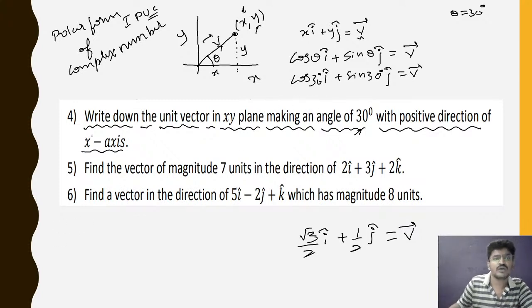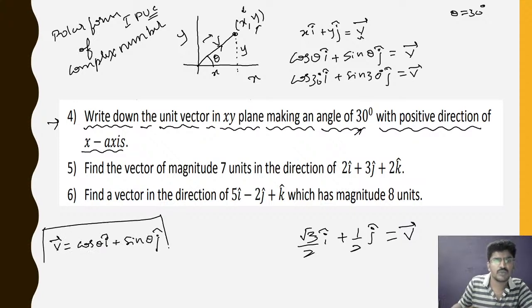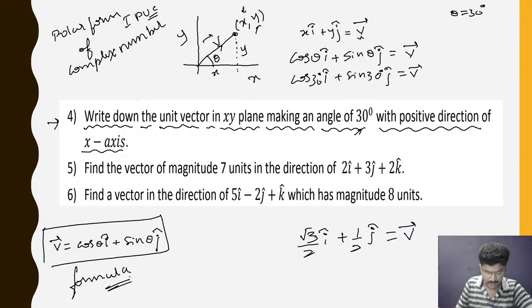So here, if they ask this type of problem, you can remember vector v is equal to cos theta i cap plus sin theta j cap. You remember this as a formula so that there will be no tension. If you remember this as a formula, that's more than enough. The angle they will be giving you in the problem, so directly you put the angle here and it will be over.